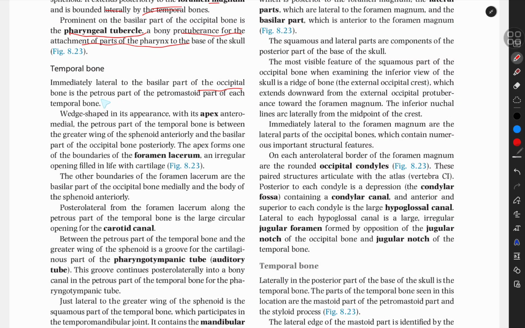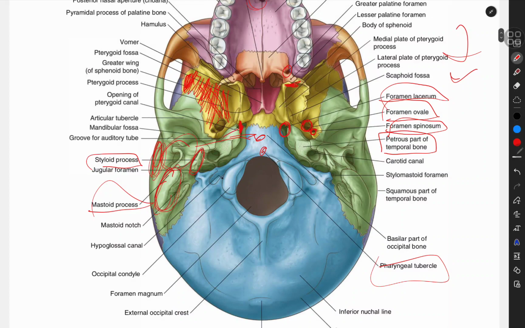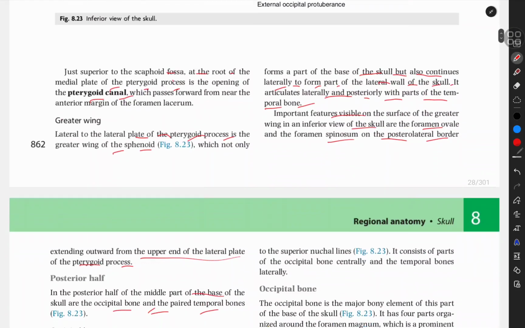Immediately lateral to the basilar part of the occipital bone is the petrous part of the temporal bone. We've seen this, wedge-shaped in appearance with its apex anteromedial. The petrous part of the temporal bone is between the greater wing of the sphenoid anteriorly and the basilar part of the occipital bone posteriorly. The apex forms one of the boundaries of the foramen lacerum, an irregular opening filled in life with cartilage. So the foramen lacerum is at the apex of this part of the temporal bone, which we can see.